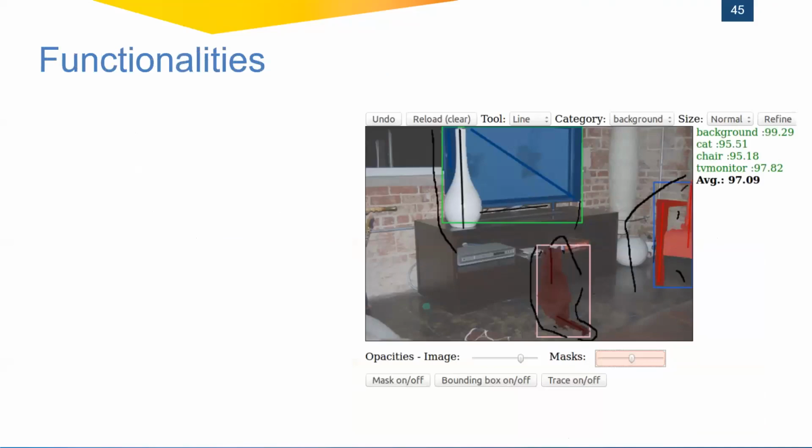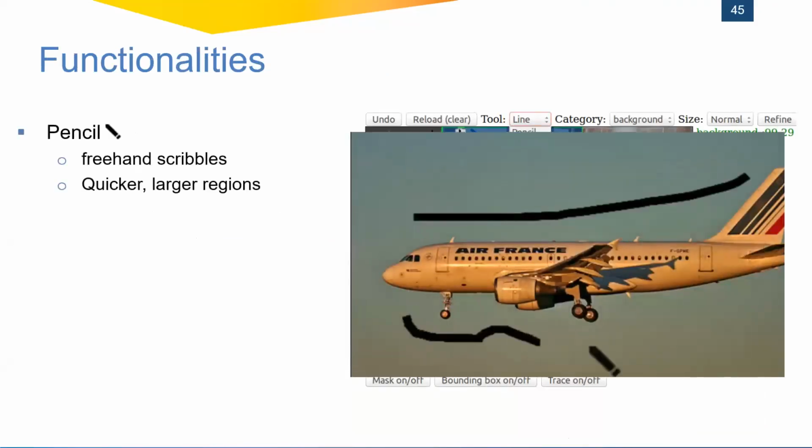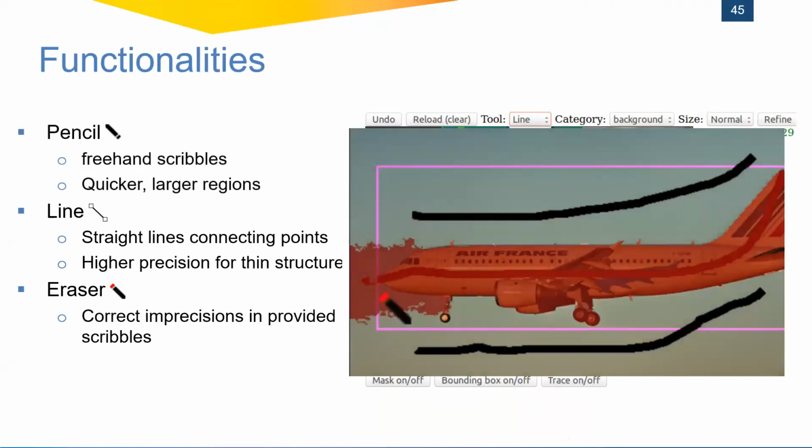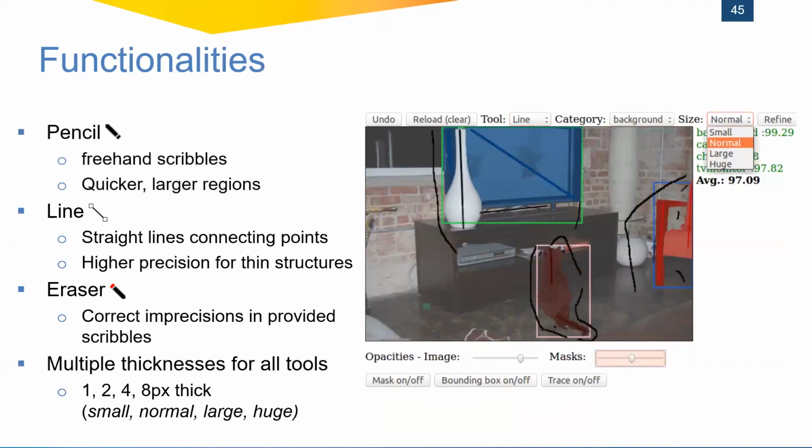So basically, a quick overview of the functionalities. You have the possibility of drawing with what we call the pencil, which is like a scribble, very quick and coarse, where you don't need so much precision in those areas. Or for areas that are more squared or thinner, where you need higher precision, you can draw straight lines. You can correct your mistakes with an eraser. And then you can select multiple levels of thickness, because essentially a thicker trace means you have more seeds to grow from in the refinement algorithm.